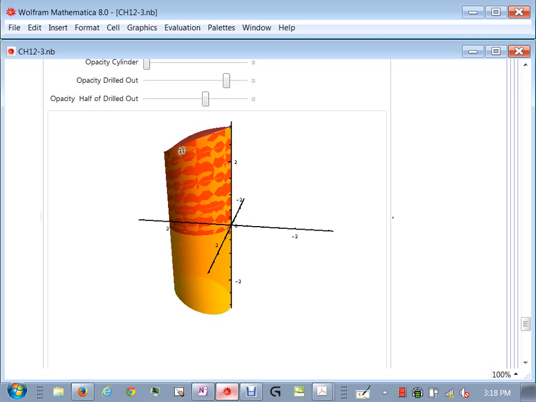So would you agree that the volume of this part that got drilled out is everything below the sphere, right? But only over that circle. And then times 2, because we have one below also. Agreed? Everything below the sphere over that circle.